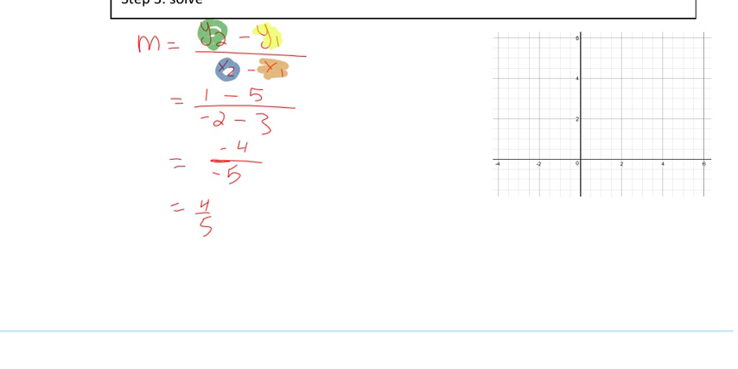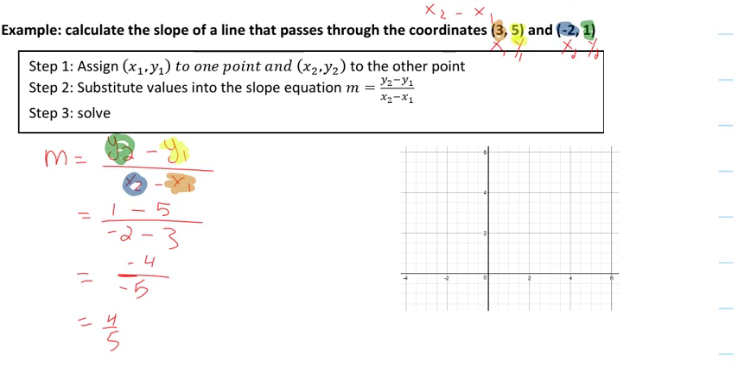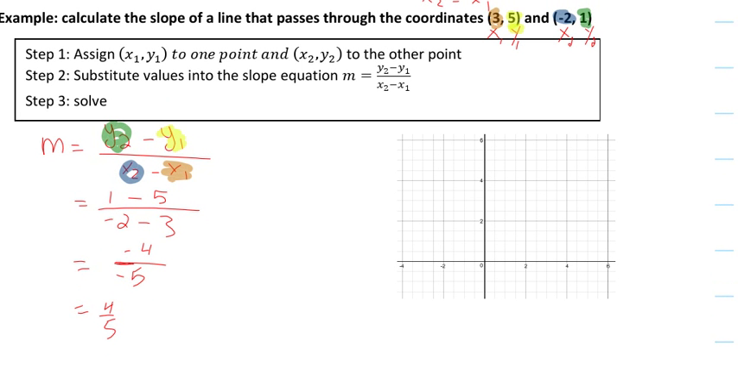Let's see if that works. Okay? Let's look at what the points are again. 3, 5, and negative 2, 1. My graph is not the same. Your graph is not the same as mine? You can't even count anything here. Well, you're going to have to kind of go in the middle for 1.